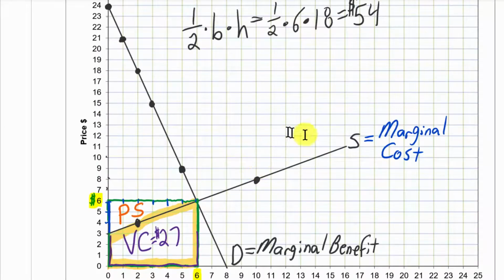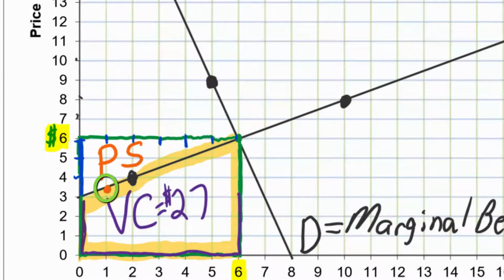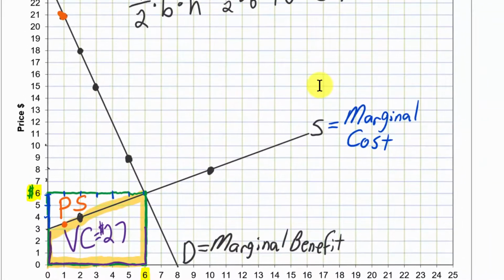So what's happening in this market is we're exchanging 6 units of cookies, 6 boxes of cookies. And let's look at that first box of cookies. This person is willing to pay up to $21 for that box of cookies. The business would be willing to sell it for, it looks like about $3.50 here. What's the gain from trade? Well, the gain from trade is the fact that I value the cookies at $21. The business, it only cost them about $3.50 to make it. So this distance here is that total surplus. Some of it goes to the consumer, some of it goes to the producer.